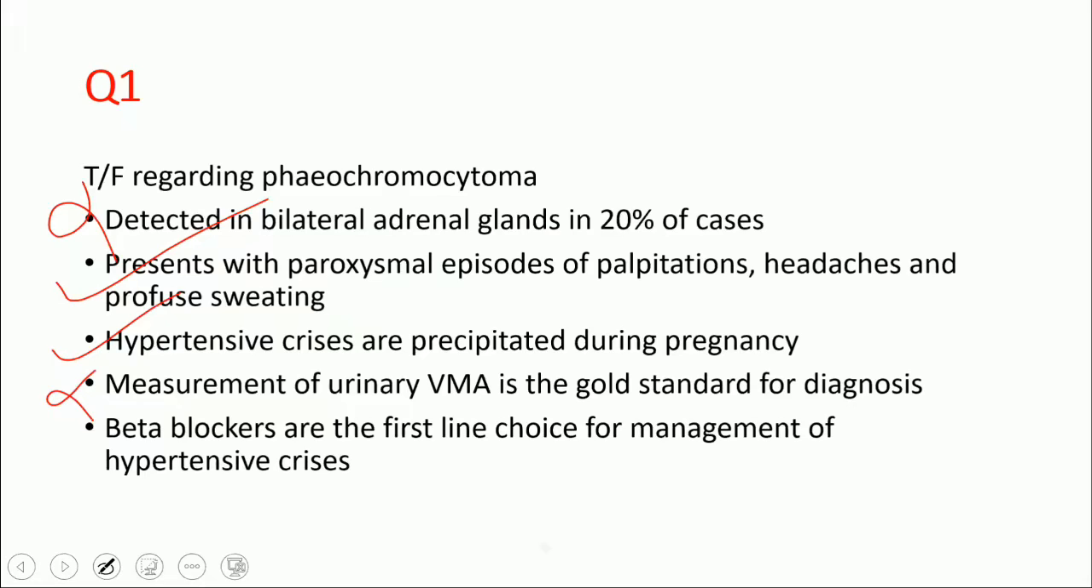The reason is it can be affected by various food substances and things. And the last statement is something you have been taught in pharmacology. When you're managing pheochromocytoma induced hypertension, you have to block the alpha receptors or both the alpha and beta at the same time, otherwise they get into trouble.